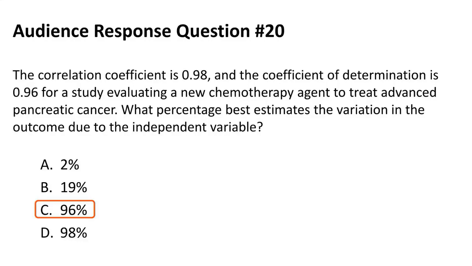The answer to this question is C, 96%. The question is asking you for the variation in the outcome due to the independent variable, which is exactly the definition for coefficient of determination, or R squared. Remember, with R squared, you can determine the cause and effect relationship. Conversely, with the correlation coefficient, or R, you can only determine an association between the variables. You cannot imply causality with the correlation coefficient.